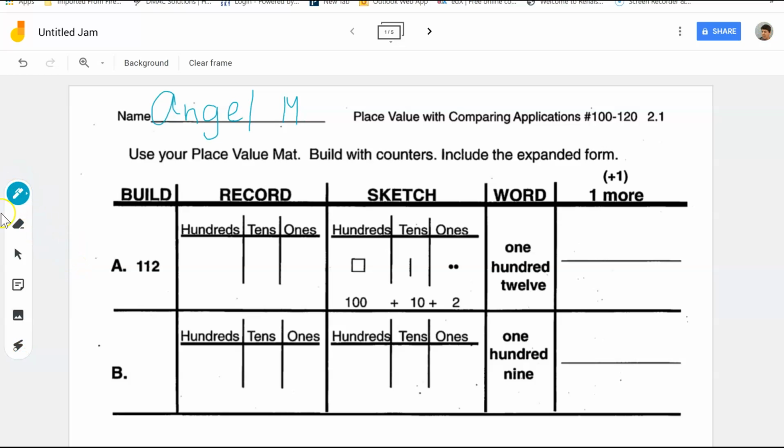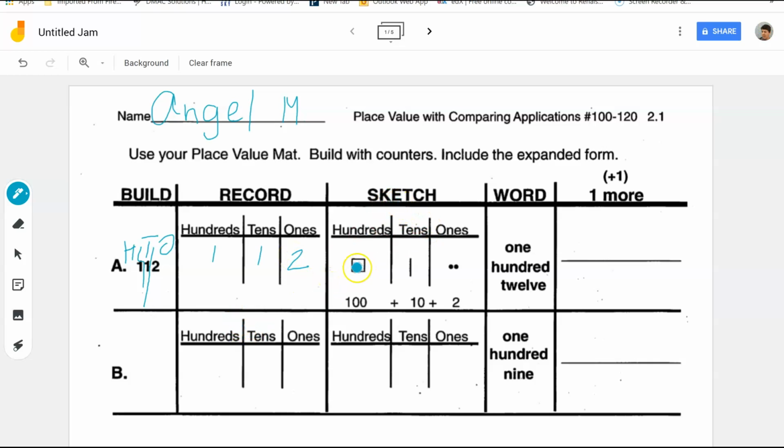So the first thing I need to do is divide my number into hundreds, tens, and ones, so that I know that I have 100, 10, and 2 ones. When I record this number, I know that when I have 100 hundreds, I'm gonna have 10 tens and 2 ones.